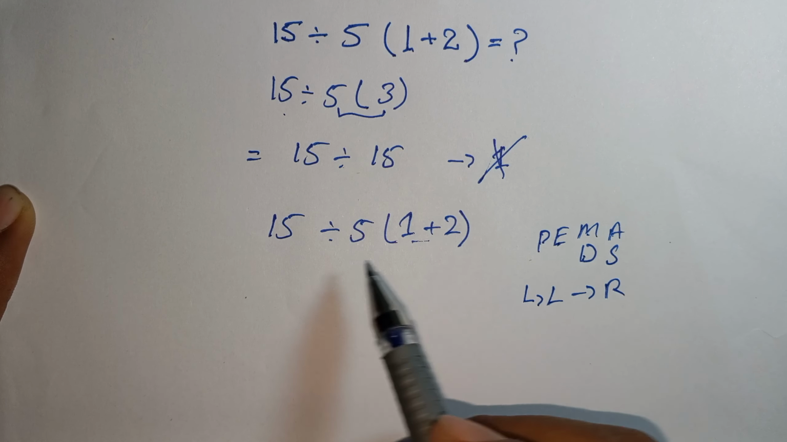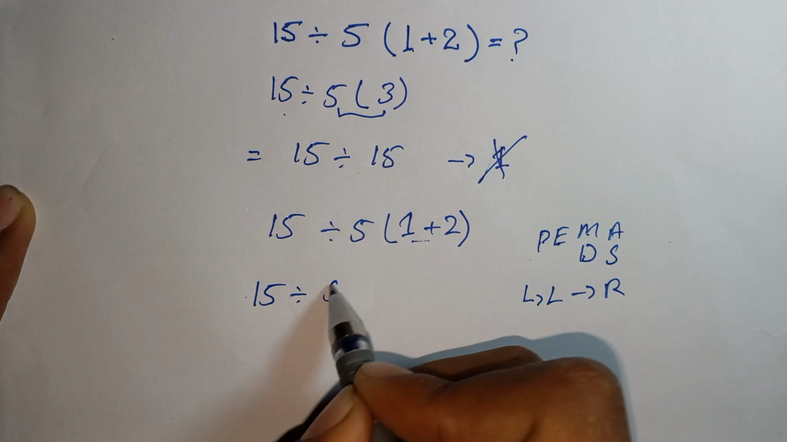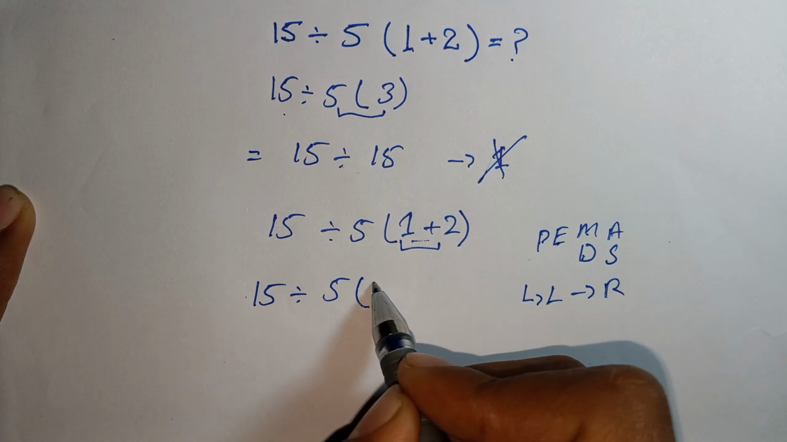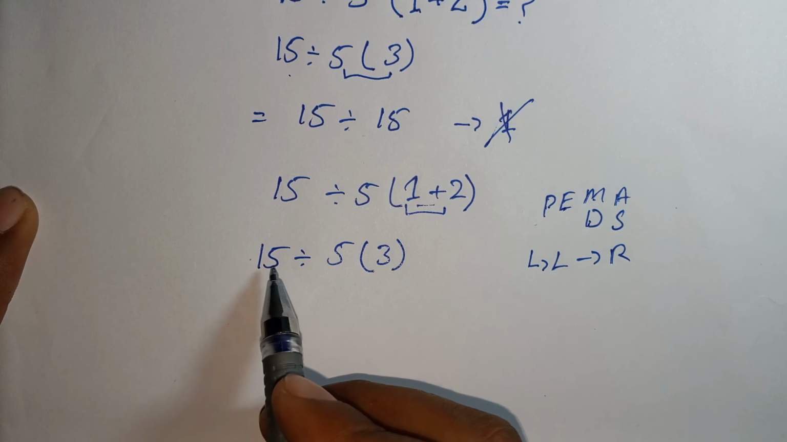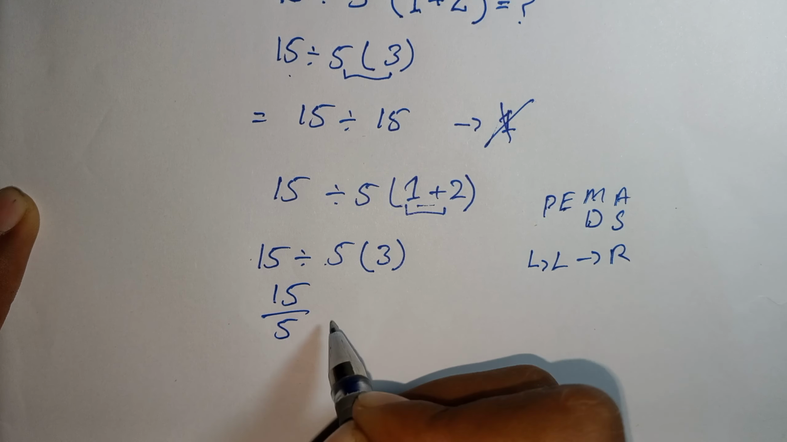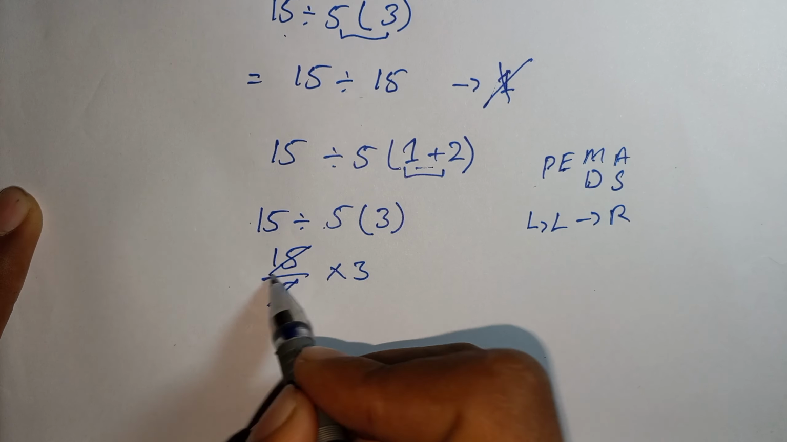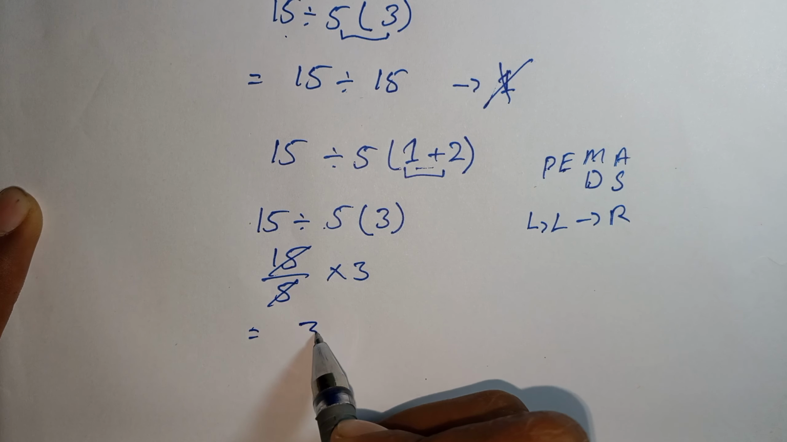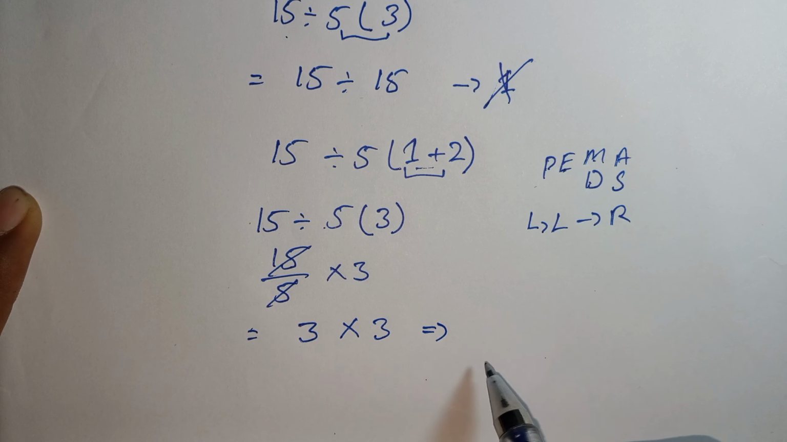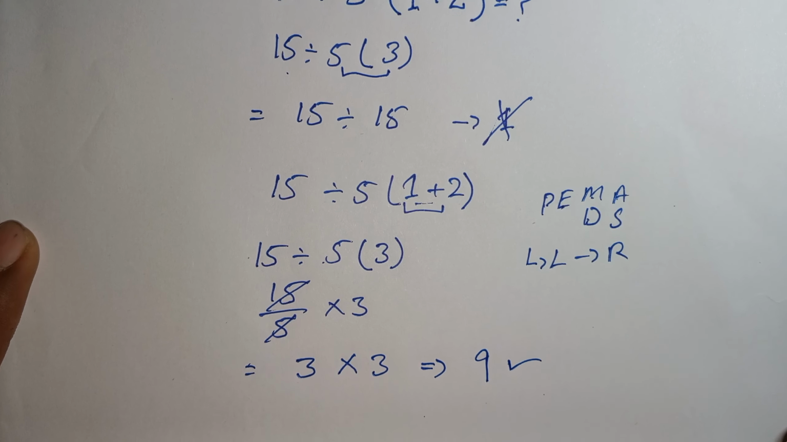First of all, you solve the parenthesis. 15 divided by 5, parenthesis 1 plus 2, is equal to 3. So 15 divided by 5 times 3. 15 over 5 gives us 3, then 3 times 3, 3 multiplied by 3 gives us 9. This answer is correct. The right answer is 9.